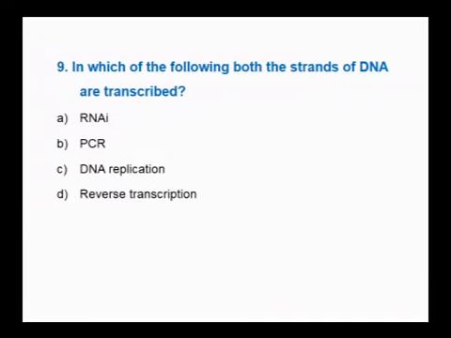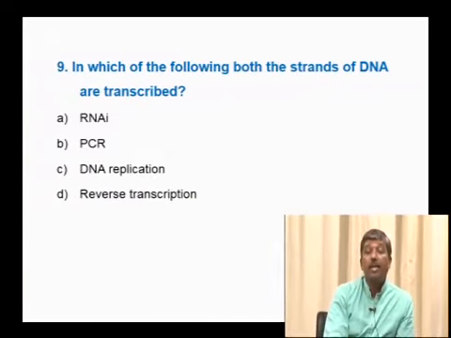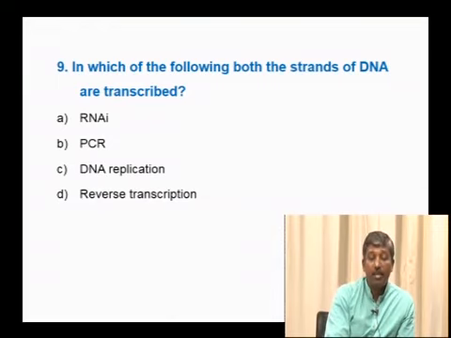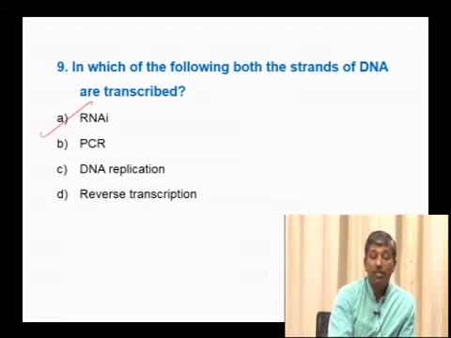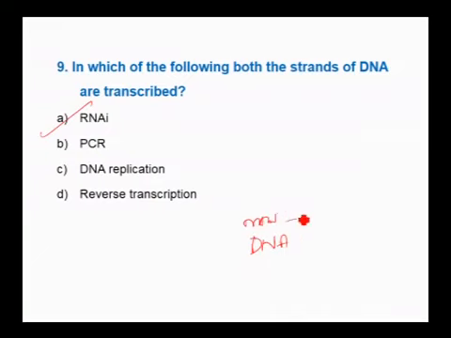So, in which of the following are both the strands of DNA transcribed? Since in RNA interference both the strands of the DNA are transcribed, hence it is the correct option. In PCR, it is only amplification of the DNA, so not transcription. DNA replication is the replication of the template strand of DNA. Reverse transcription is where DNA is produced from mRNA by the reverse transcriptase enzyme. So, hence not reverse transcription, the correct option is RNA interference.